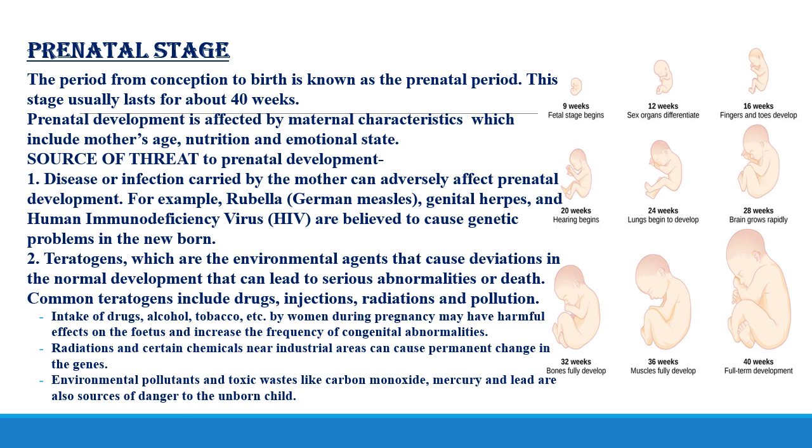Suppose intake of drugs, alcohol, tobacco, etc. by the mother during pregnancy may have harmful effects on the fetus and increase the frequency of congenital abnormalities. Maybe the child might have certain kinds of deformities. Okay, there might be issues like Down syndrome, abnormalities might be there because of the intake of drugs when the mother was pregnant. Second, radiations and certain chemicals near industrial areas can cause permanent change in the genes.